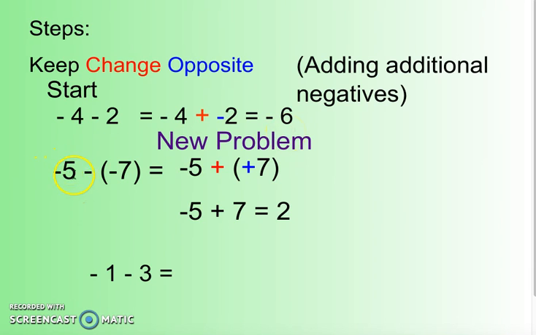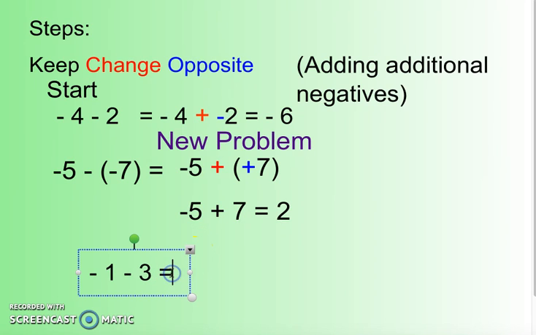Over here, keep, change, so now it's positive, and then opposite. Opposite of negative 7 is positive 7, so we change it to its opposite. So now this is the new problem, negative 5 plus 7, and we learned in the last video that if there's a negative and there's a positive, then all we do is subtract them. 7 minus 5 is 2, and then we take the sign of the number that's further from 0. Well, 7 is further from 0, and that is positive, so our answer is positive 2.